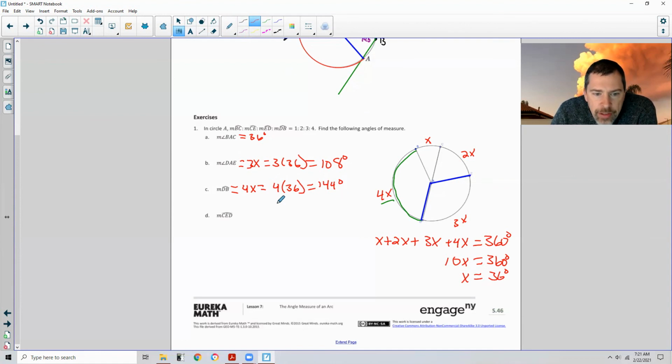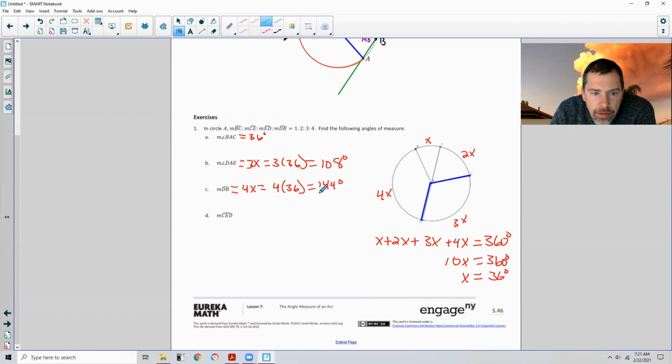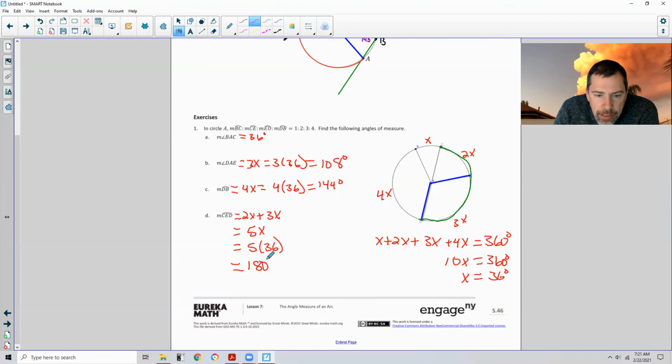And finally, the major arc CED. Let me get rid of this one first. Major arc CED: start at C right here, go to E and continue to D. Well, that equals this 2x and 3x. So that would equal 2x plus 3x, which equals 5x, which equals 5 times 36, which is half of 360, or 180 degrees.